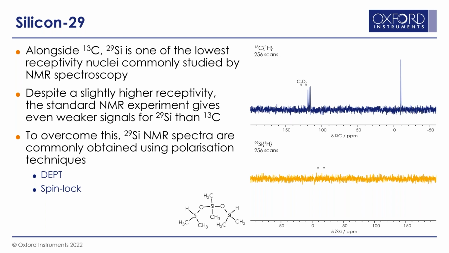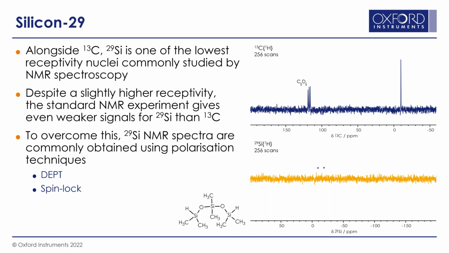Together with carbon-13, silicon-29 is amongst the lowest receptivity nuclei studied by NMR spectroscopy. In fact, despite a slightly higher receptivity, the standard one-dimensional NMR experiment gives even weaker signals for silicon-29 than for carbon-13. This can be demonstrated by comparing these proton-decoupled 256 scan spectra of a 1 mol per liter solution of hexamethyltrisiloxane. The dark blue carbon-13 spectrum clearly shows a sharp singlet for the 6 methyl carbons in the molecule, while in the yellow silicon-29 spectrum, signals corresponding to the two silicon environments can only just be made out.